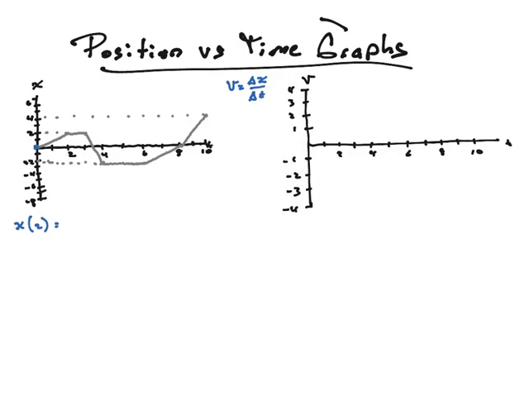So for the first 2 seconds, how much did my position change? I got to the 2 meter position. I started at the 0 position, so that's the change, 2 minus 0. And how long did it take? It took 2 seconds to do that. So for the first 2 seconds, my object traveled in a positive x direction with a velocity of 2 over 2, which is 1 meter per second.